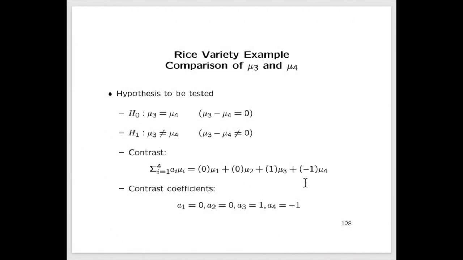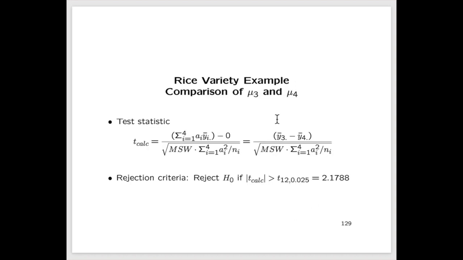All right, and then finally the last comparison, comparison number 6. We are comparing mu3 and mu4. The null hypothesis is that mu3 is equal to mu4 against the alternative that mu3 is not equal to mu4. Expressed in terms of a difference, the null hypothesis would be that mu3 minus mu4 is equal to 0 against the alternative that mu3 minus mu4 is not equal to 0. The contrast coefficients would be a1 equal to 0, a2 equal to 0, a3 equal to 1, and a4 equal to negative 1. All right?